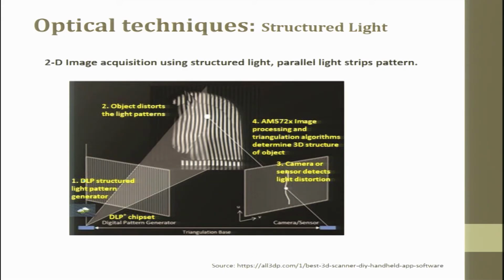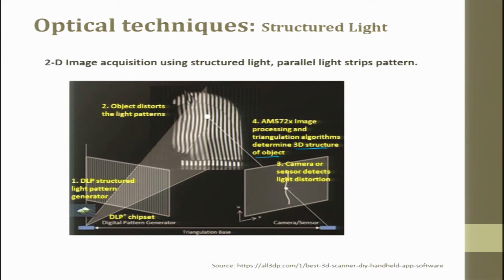So, you see here this is a DLP structured light pattern generator. You generate the pattern and it passes through the DLP chipset, and then here is the object which is distorted with the light pattern. This strip is projected here, and then you capture the data through a camera, sensor, detector, light distortion. Then finally the image processing and the triangulation algorithm determines the 3D structure of the object. So, this is the complete cycle.